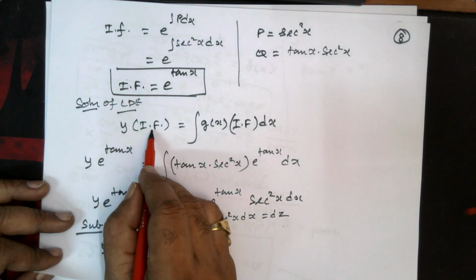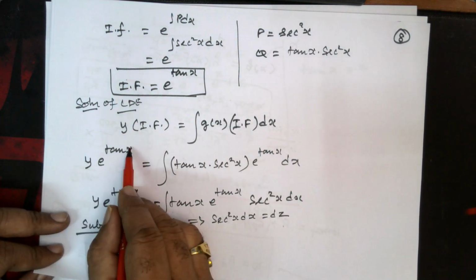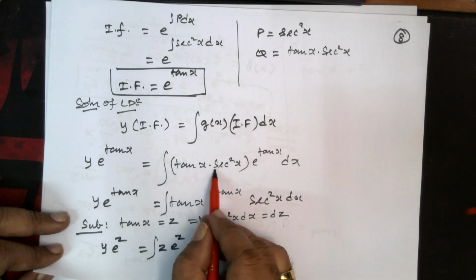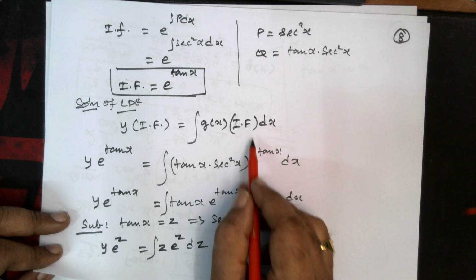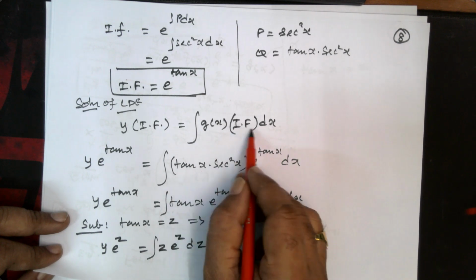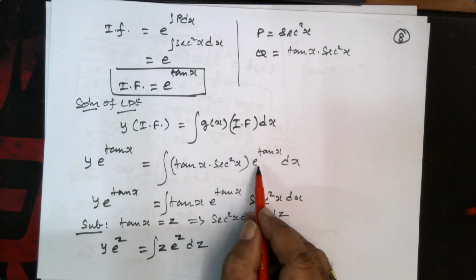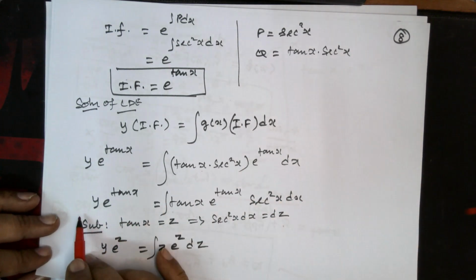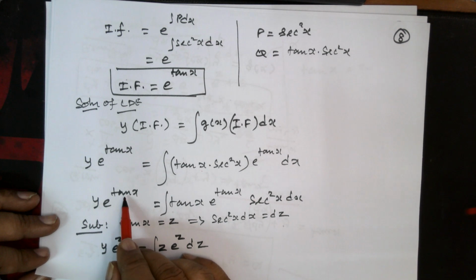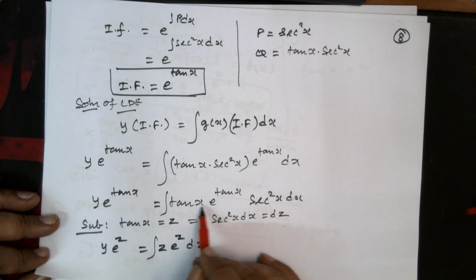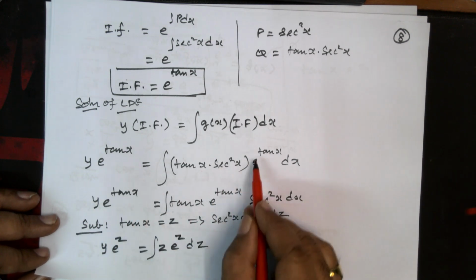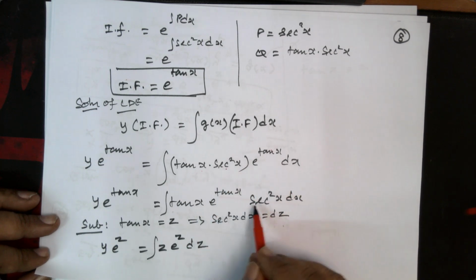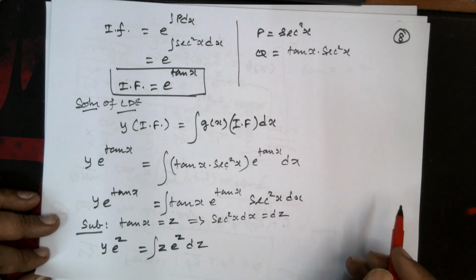So we can apply this equation. So y into the integrating factor: y into e power tan x, that is equal to, you can put all this, tan x into secant squared x into e power tan x, because the integrating factor should be multiplied here, followed by dx. Okay, now you have y into e power tan x and the integral of tan x. Then you can bring this e power tan x here, and you can isolate this. So put secant squared x dx here.